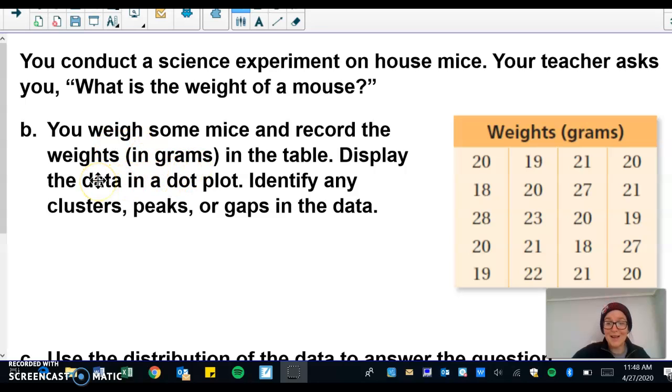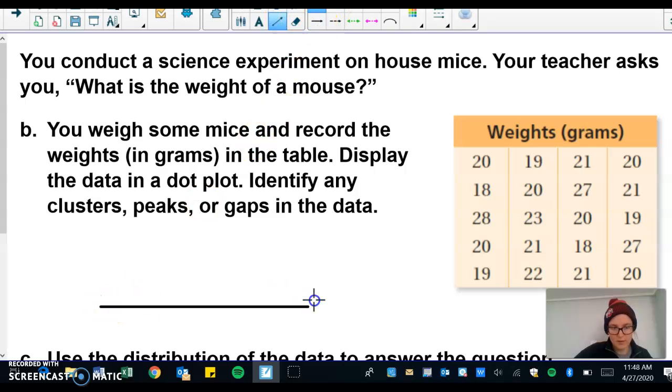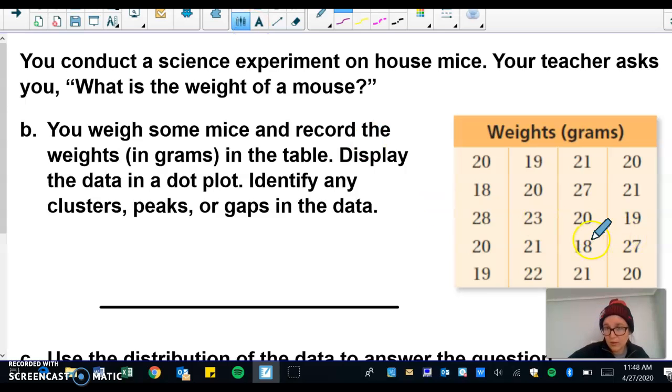Display the data in a dot plot. Identify peaks, clusters, and gaps in the data. Okay, so the first thing we're going to need, let's see if we can do this, is a number line. And then we're going to need to label that number line with the numbers we have. So my lowest one is 18 and my highest is 28. So I'm going to label it 18 to 28, like a number line.